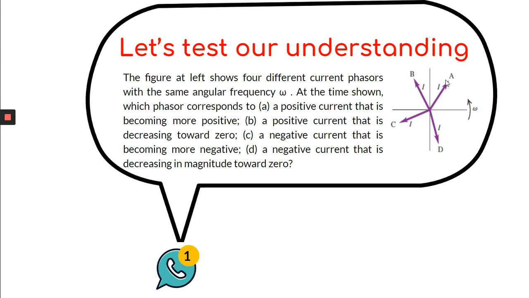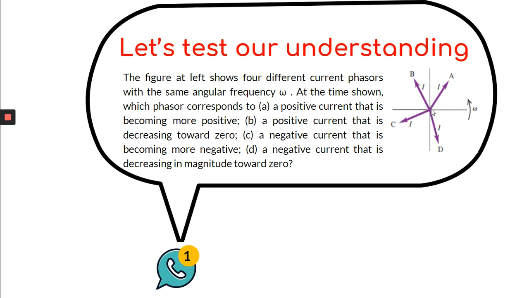Now, if you rotate A counterclockwise, what will happen? See, this is perpendicular, so this is the value of the voltage. As it rotates, the value of the current, not voltage, gradually decreases. When it rotates and exactly coincides with the positive y-axis, the current becomes 0.